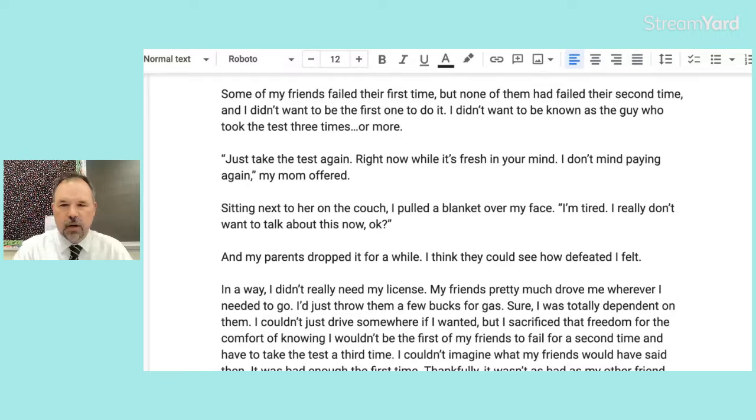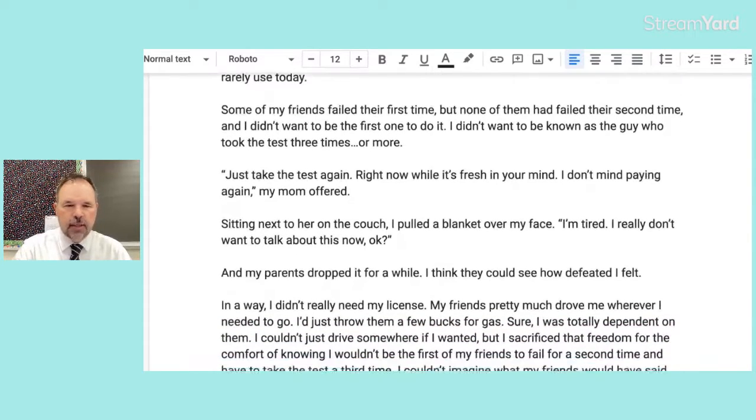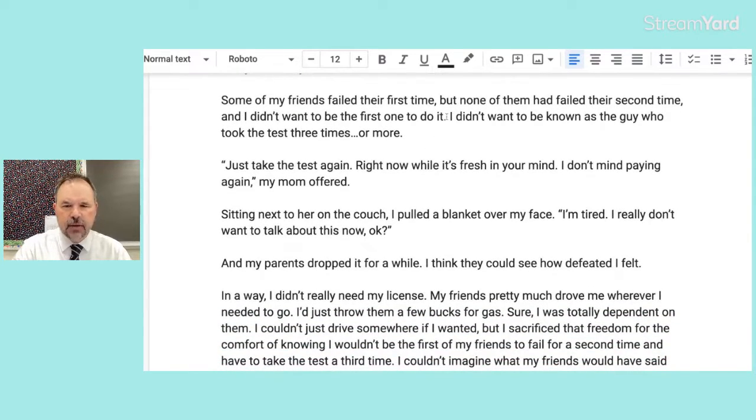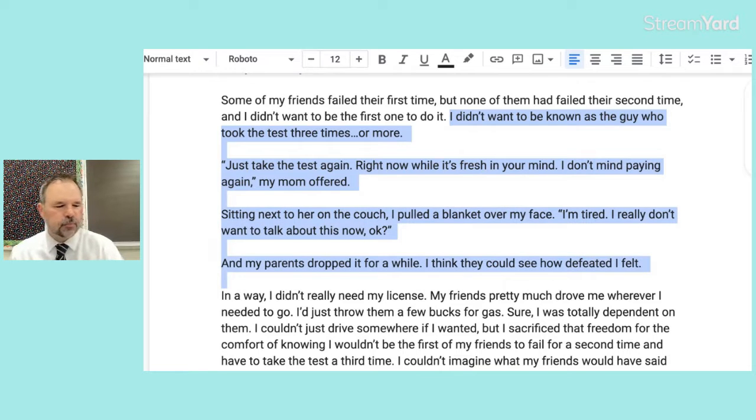All right. So let's take a look at mine. I am going to start with my dialogue here, and I'm hoping that it's going to put you in the situation where I'm at, okay? I think I added this right here. Yeah. So I added in the blue, I pretty much added just this right here, but it kind of fills things out. So in the blue, I don't want to be known as the guy who took the test 3 times or more. All right.